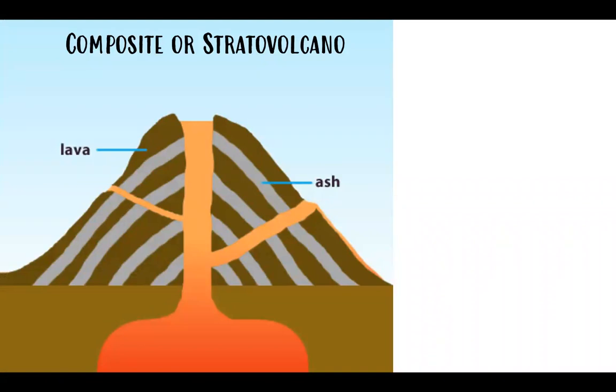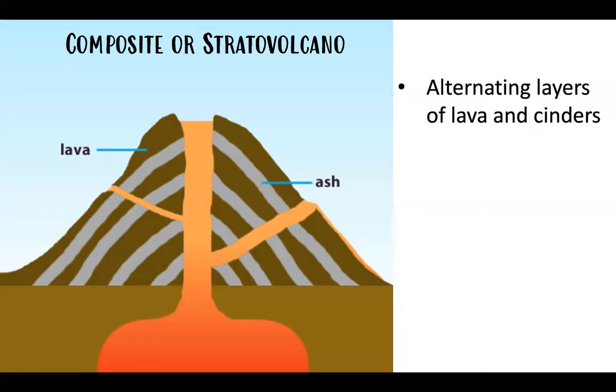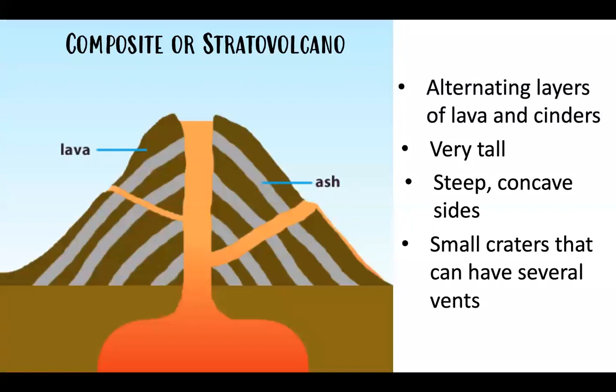All right. We've got the composite or stratovolcano. It's the same exact thing, just with two different names. We talked about this as well because there are so many of them around this area. They are made of alternating lava and cinders. So the first one, the shield volcano, is entirely lava. The cinder cone is cinders. This one is made of both. They're usually very tall and steep with concave sides, and they have a small crater, but they can have several vents coming off. You can see these vents coming off the side, and sometimes that's what will erupt.